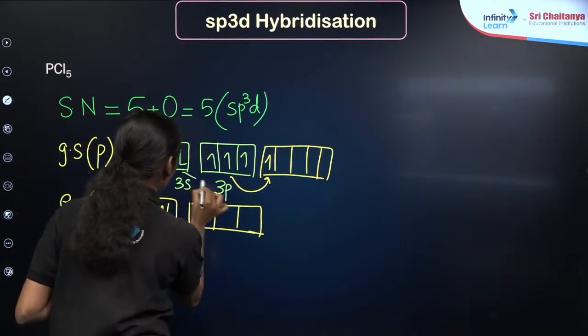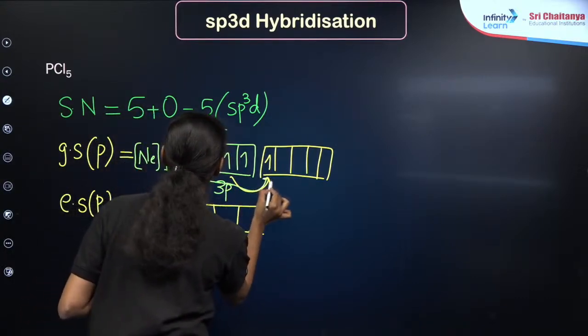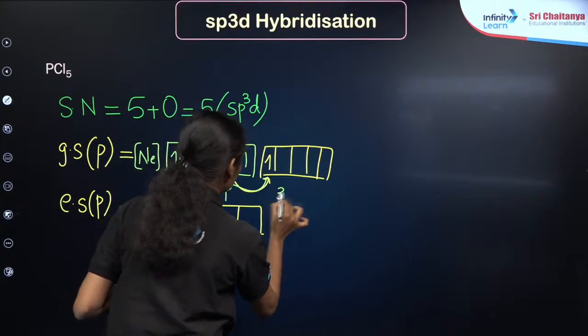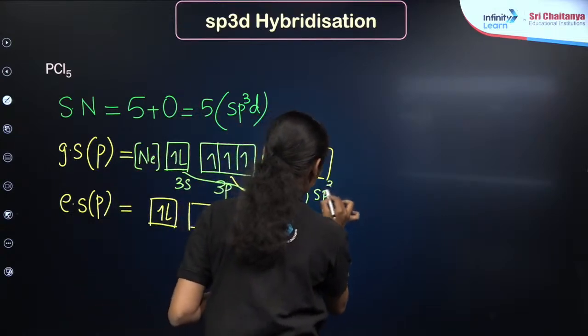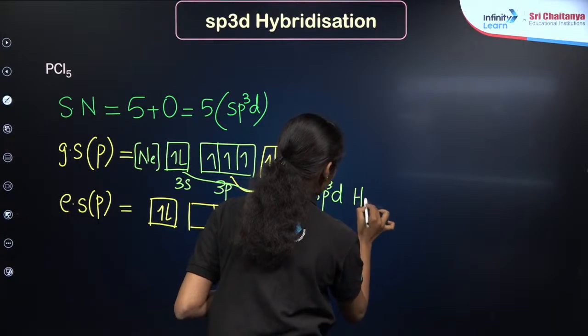Then what will happen here? One of the electrons from the 3s will go to the 3d. Then it will form the sp3d hybridization, right? sp3d hybridized orbitals are forming.